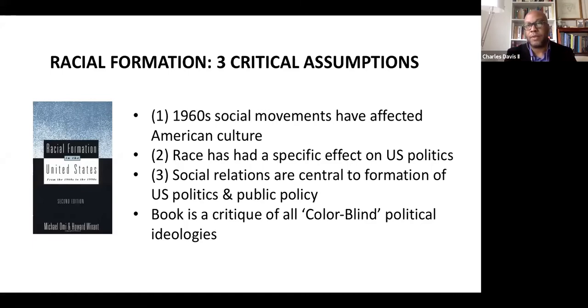And they're looking at it primarily from the post-war period, the 1960s, forward, as social movements have affected American culture, bringing a greater awareness of cultural and racial solidarity towards certain groups, and how that then influences how people vote in certain blocks. These social relations are central to what they call the formation of US politics and public policy. And it's a critique of these colorblind ways of understanding political ideologies.